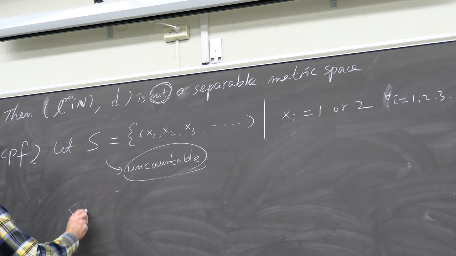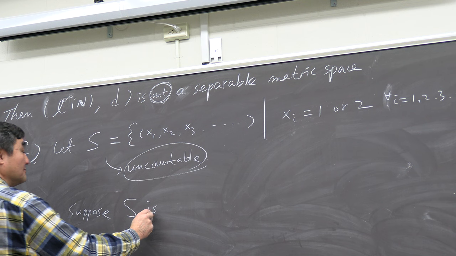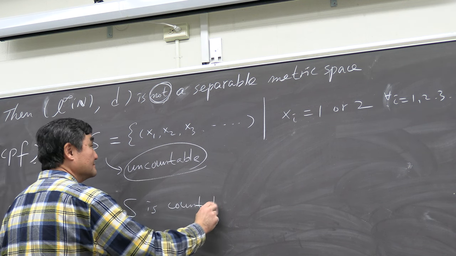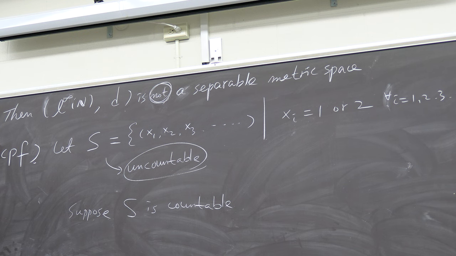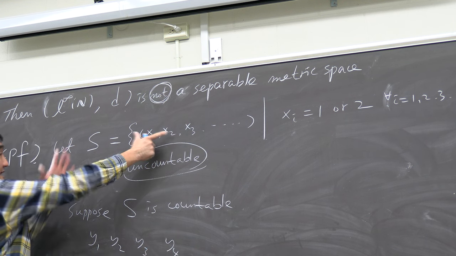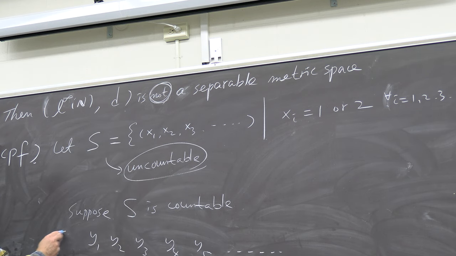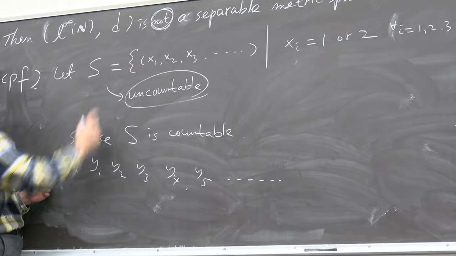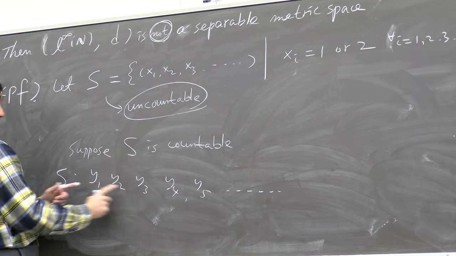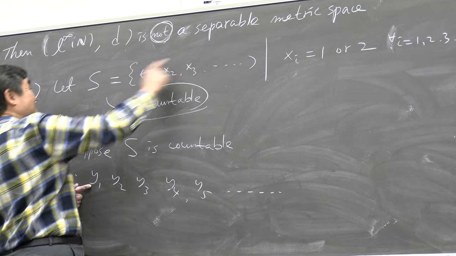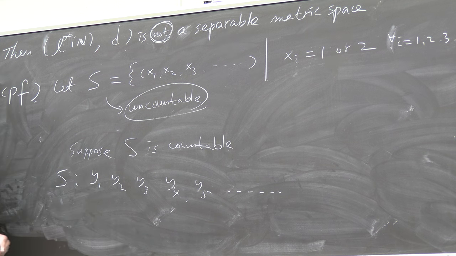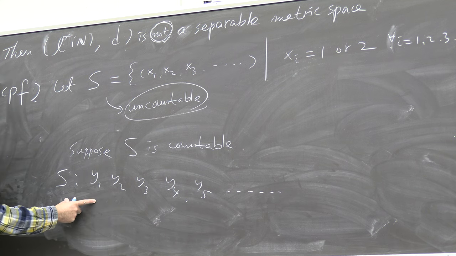If it's countable, what contradiction do you have? Suppose S is countable, then we can list all elements in S like this, right? If we suppose this set S has only countably many elements, each y sub i is a sequence in the subset S. Then what contradiction do you derive?